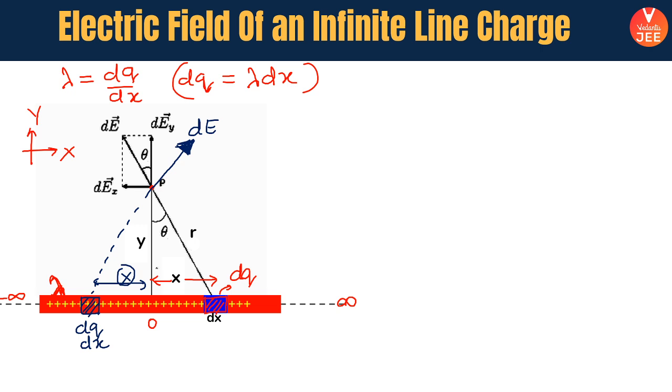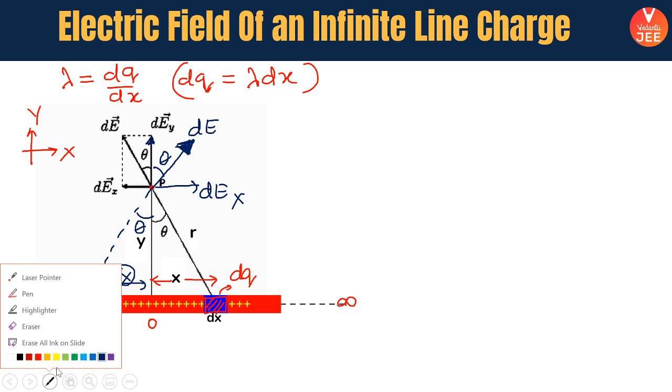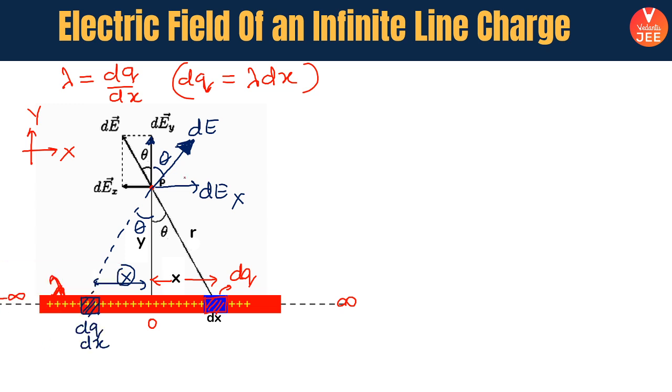Okay, that means what guys? This is also subtending the same angle theta. So it will also have the same vertical component, that is dEy, but will have its x component as dEx, which is opposite to the other element's x component. Yes or no guys? So right now what you see on the screen, this dEx and this dEx are two vectors which have the same magnitude and opposite direction. So if they are vectors of equal magnitude and opposite direction, I'm just cancelling them out.